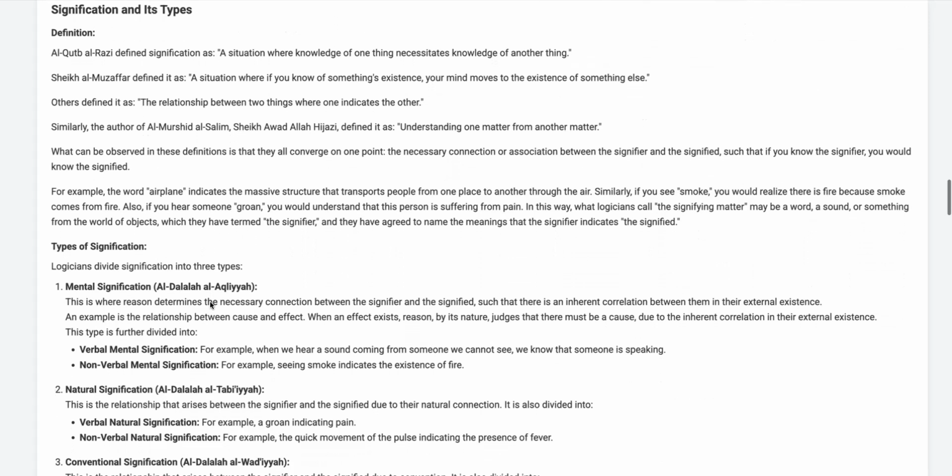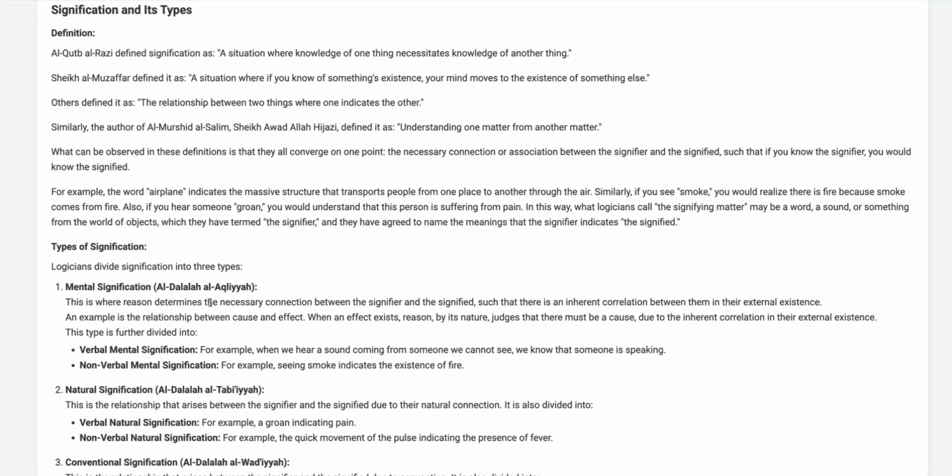There are types of signification that we want to pay attention to. Number one, mental signification, that was called ad-dalala al-aqliyah. This is where reason determines the necessary connection between the signifier and the signified, because what's going to make a correct thought is that nisba, the relationship between the dalil and the madlul. Is it correct? So if you heard the sound of an airplane and you said, wow, a sick person's about to show up, that's incorrect.